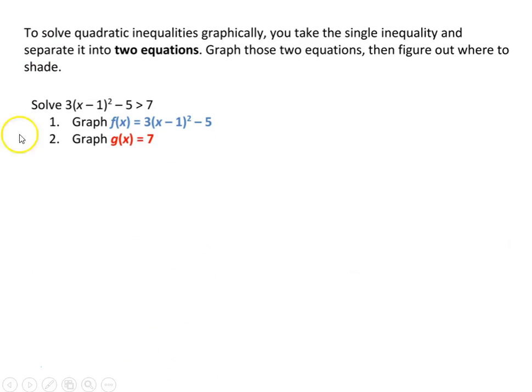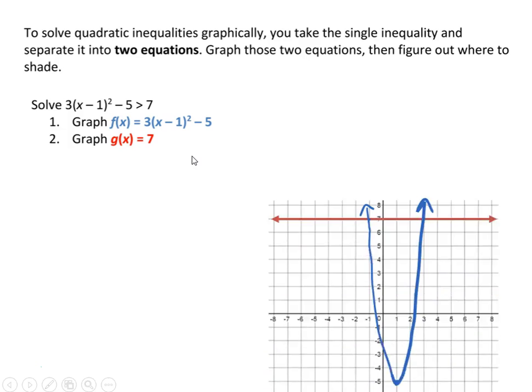Suppose we have the quadratic inequality 3 times the quantity x minus 1 squared minus 5 is greater than 7. We're going to split these into the two equations, and we're going to graph each of these. So we're going to graph this parabola, this quadratic equation, and then graph the line y equals 7, or g of x equals 7. What does that look like?